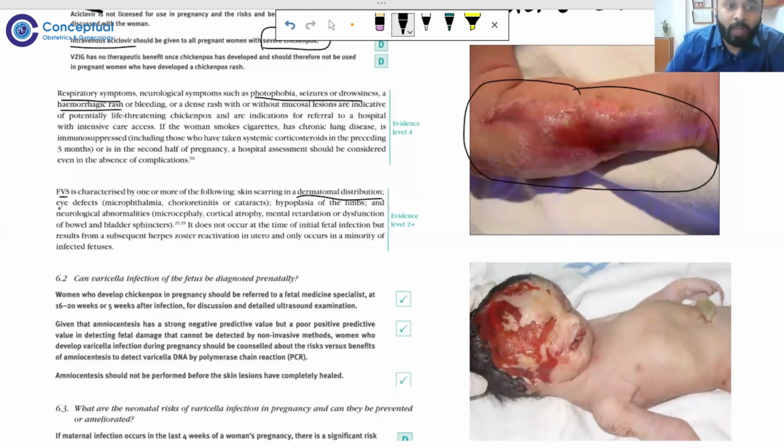There are also going to be eye defects. There is going to be microphthalmia. There is going to be fibrosis in the eyes. Here you can see that this baby's eye also has been affected. There is going to be hypoplasia of the limbs because of this fibrosis, what we call cicatrization. There is shortening of the limbs because of this dermal fibrosis that you can see over here.